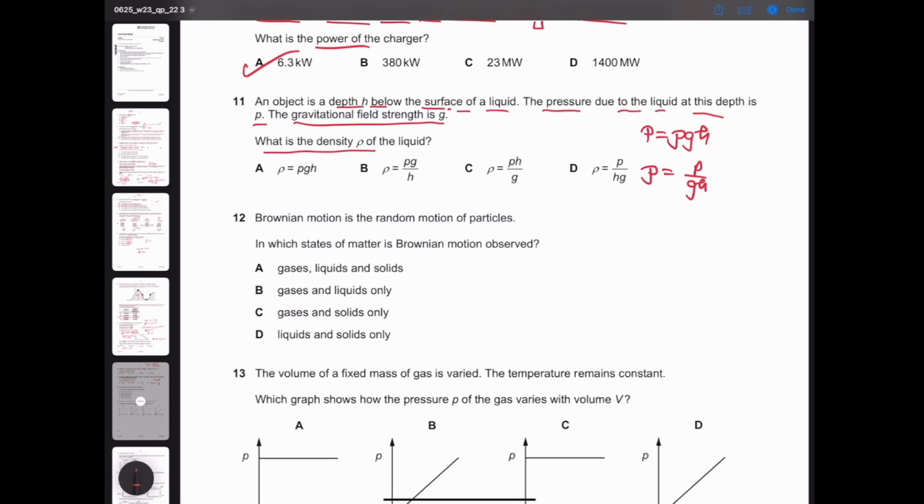Pressure over gh. This answer is D. It's just a simple substitution question. You have to just rearrange.